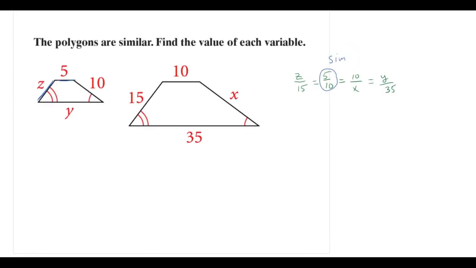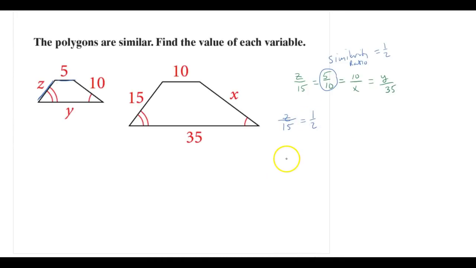This here is your similarity ratio. So I'm going to take each of these ratios with a variable and set up a proportion. Me personally, I like to reduce 5 over 10 to 1/2. So I'm going to say z over 15 equals 1 over 2.